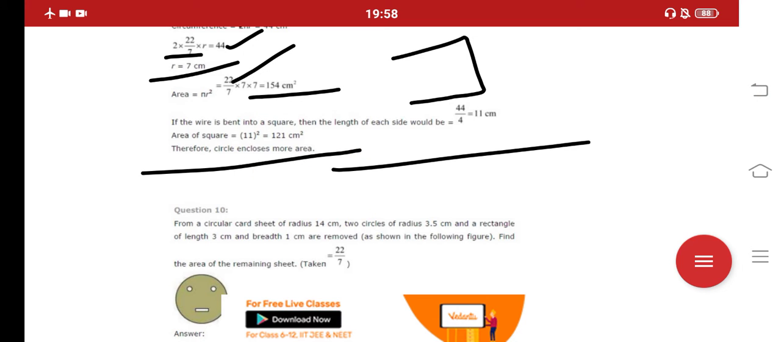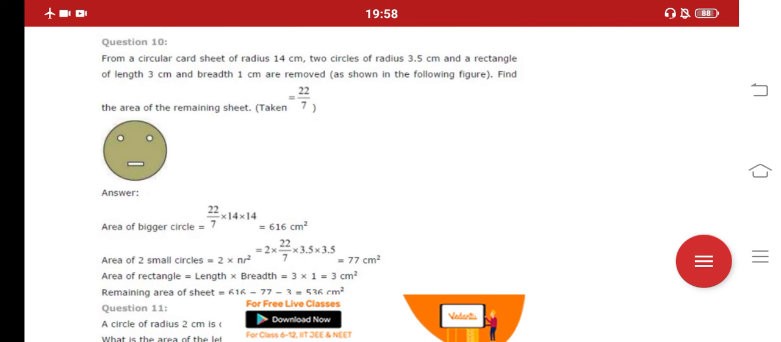Okay, here it is also written. Now see question number 10. From a circular card sheet of radius 14 cm, two circles of radius 3.5 cm and a rectangle of length 3 cm and breadth 1 cm are removed.